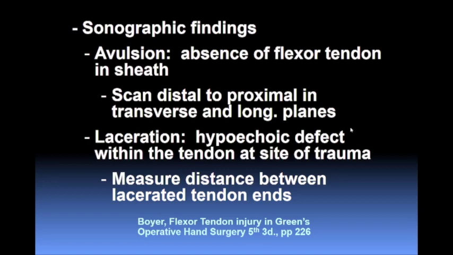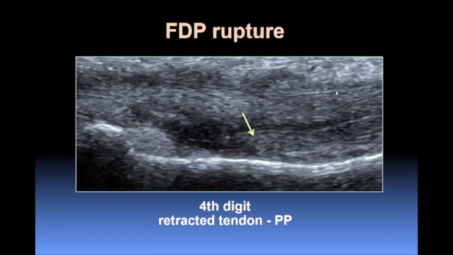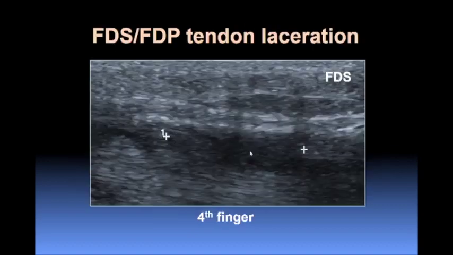With lacerations, you typically see a hypoechoic defect within the tendon at the site of trauma. And it's helpful to the surgeons to measure the distance between the lacerated tendon ends. So here's a flexor digitorum profundus rupture. You can see the tendon is back here. This is the fourth digit, and it's back over the proximal phalanx, which is sitting here, so we could let them know exactly where it was.